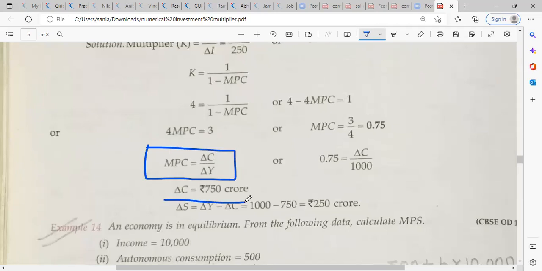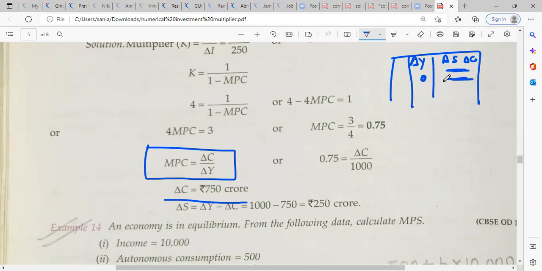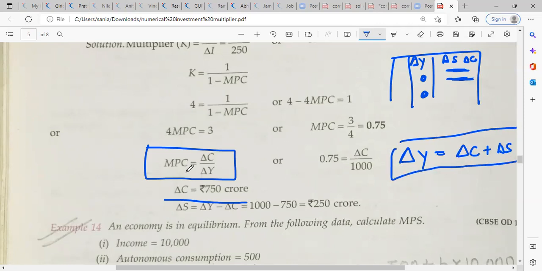And for this, when we were drawing the multiplier, there was delta Y, delta S and delta C, right? So when you were adding these two, it was becoming delta Y. Yes or no? Right? So delta Y is basically equal to delta C plus delta S. Okay, clear? So these are the two formulas.